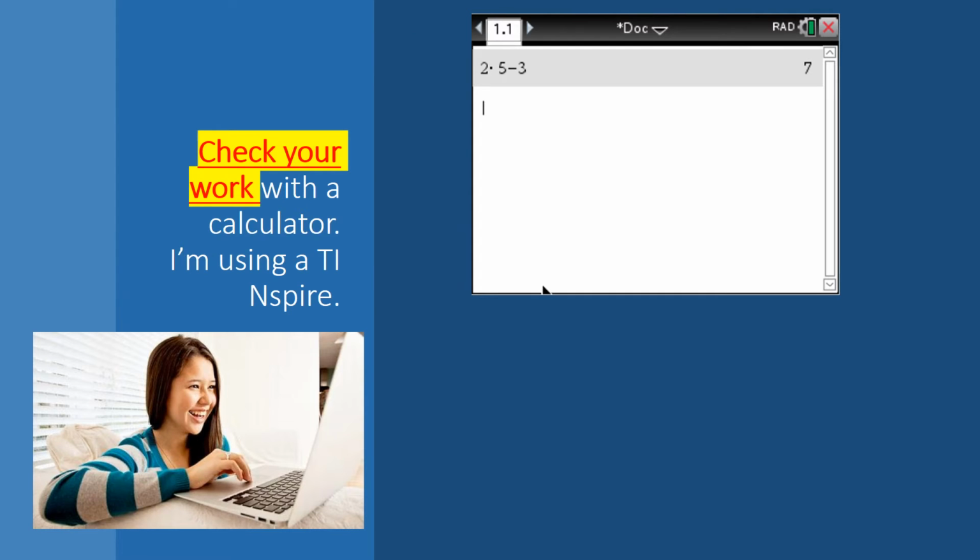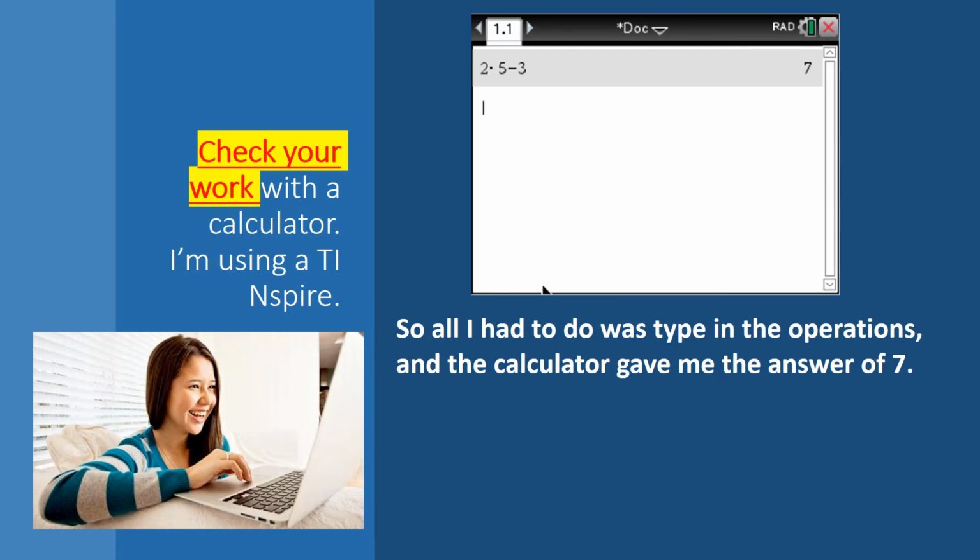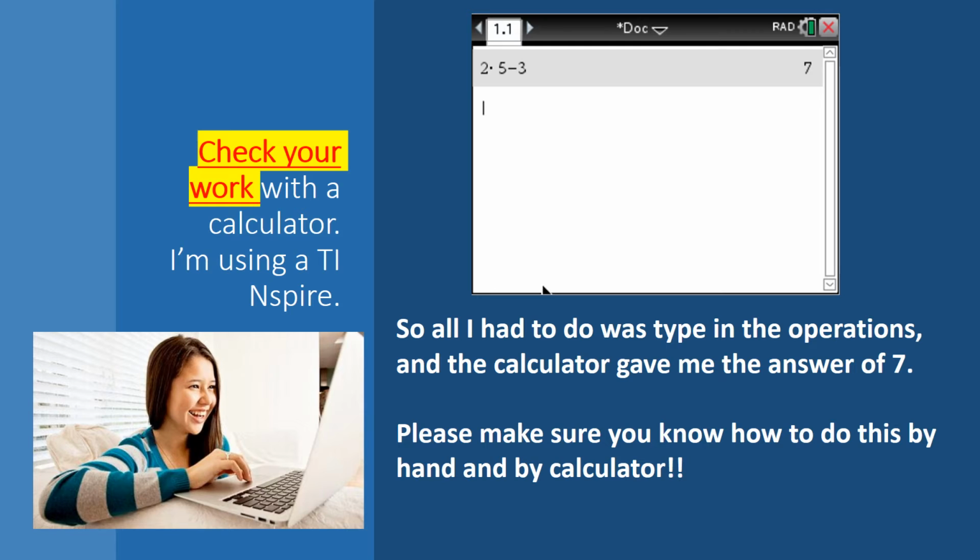All right, so let's use our calculator to check our work. In my case, I'm using the TI Inspire. So all I have to do is take that 2 times 5 minus 3, type it into the calculator, and when I hit enter, I get an answer of 7, which agrees with our work that we did by hand. So we probably did that work correctly. Please make sure you know how to do this both by hand and by calculator, because there may be times when your teacher says you can't use a calculator. You got to know how to do this by hand also.